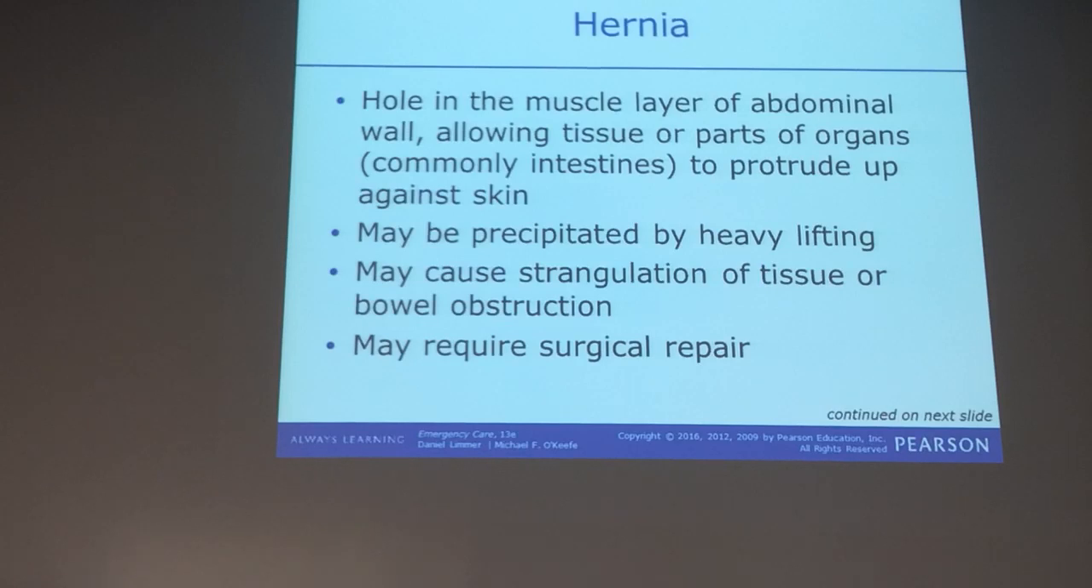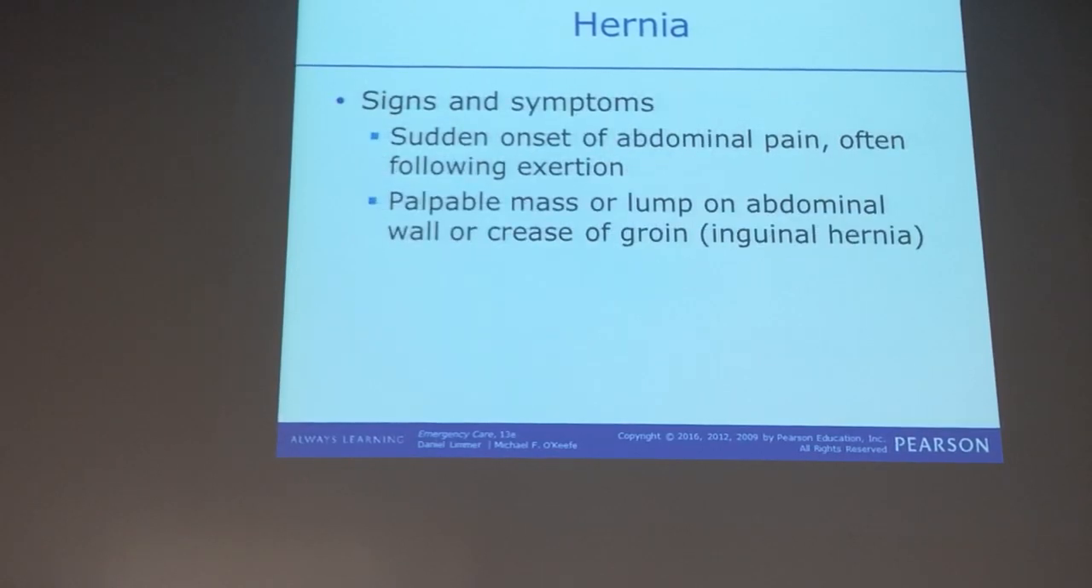A hernia is a hole in the muscle layer of the abdominal wall, allowing tissues or parts of organs to protrude up against the skin. These are pretty common, mostly in adult males when they're lifting. It may be precipitated by heavy lifting, may cause strangulation of tissue or bowel obstruction, can be dangerous, and may require surgical repair. There's a sudden onset of abdominal pain, often following exertion. It's going to be a palpable mass or lump on the abdominal wall or crease of the groin.